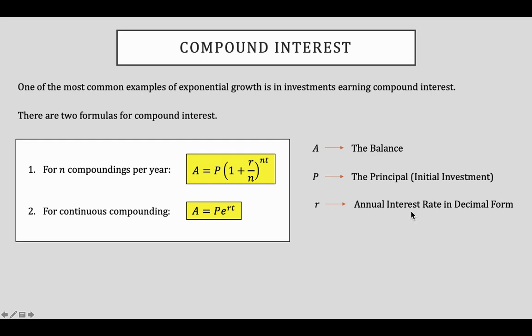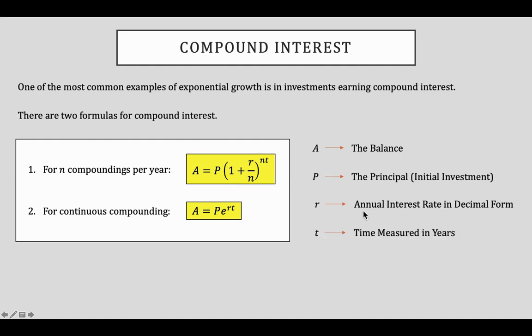times the quantity 1 plus R. R represents the annual interest rate. And this is important. The interest rate must be plugged in decimal form. All right, so whatever the interest rate is as a percentage, take that and divide it by 100. Okay, we need the decimal form of the interest rate.